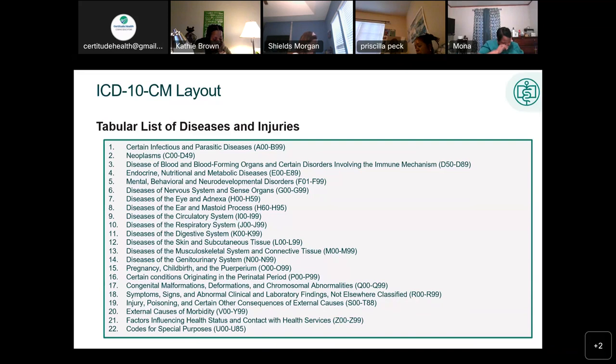The doctor did not say it was a Brazilian fever. He did not say it was an enteroviral fever. He gave zero specifics as to the type of fever that this patient has. Okay, so that is going to be our answer of R50.9.